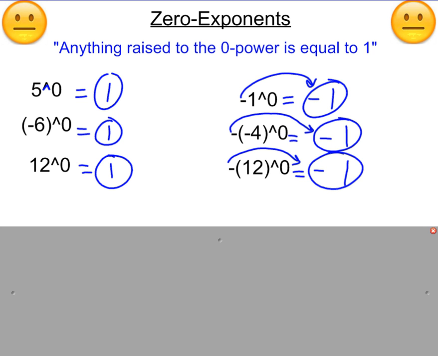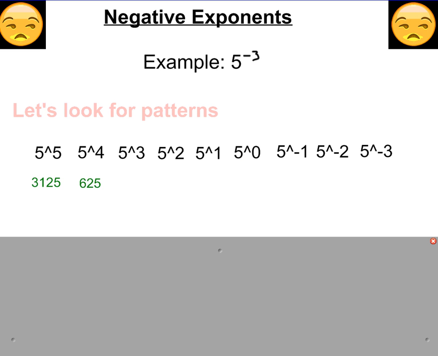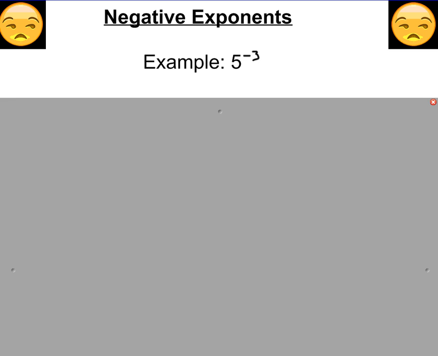So let's go into the second thing. The other emoji was the negative emoji. So we're going to talk about negative exponents. And here's an example. 5 raised to the negative third power. That's what it looks like. Raised to the negative third is the exponent. All right, what does that mean?